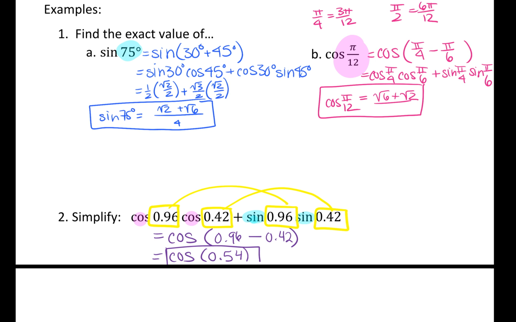All right, my mistake on number 1b, that should just be a 4. I just wrote that down wrong. A little brain fart there. So we should have for 1b root 6 plus root 2 all over 4. Same answer as number 1a.